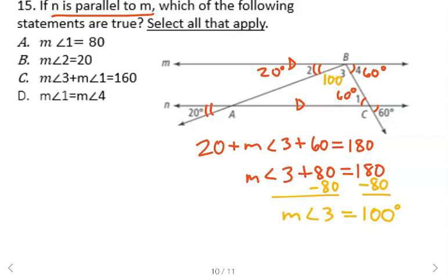And now let's see which ones of these are true. Angle 1 is 80, that is not true. Angle 1 is 60. Angle 2 is 20, that's correct. Angle 3 plus angle 1 is 160. 3 is 100, 1 is 60, so they do add up to 160. And then angle 1 and angle 4, those measures are equal, that is true. So all three of these are part of what we would circle because they are true. They apply to this situation.